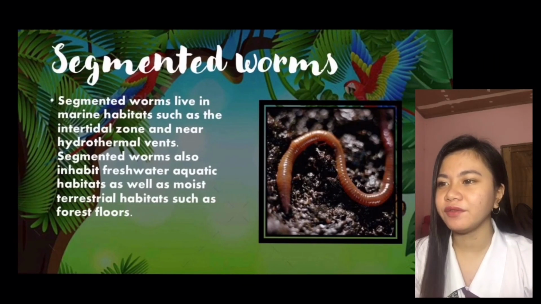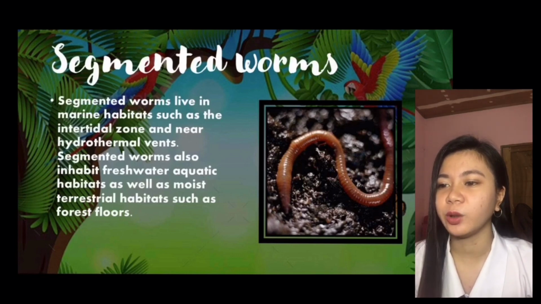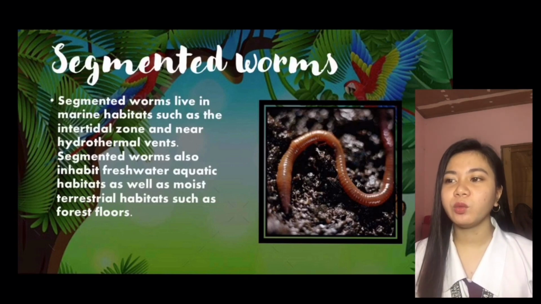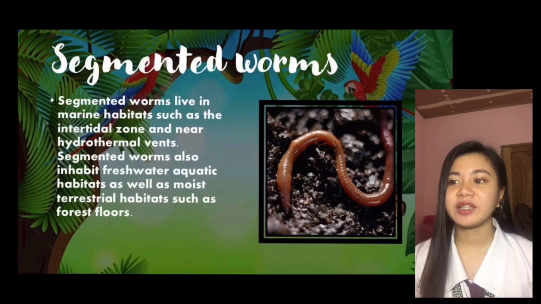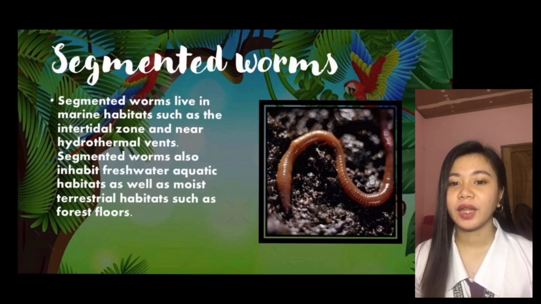Segmented worms live in marine habitats such as the intertidal zone and near hydrothermal vents. Segmented worms also inhabit freshwater aquatic habitats as well as moist terrestrial habitats such as forest floors. So, ang segmented worms daw is matatagpuan sa marine habitats. Example nito is dun sa intertidal zone, which is yung high tide, middle tide, and yung low tide.